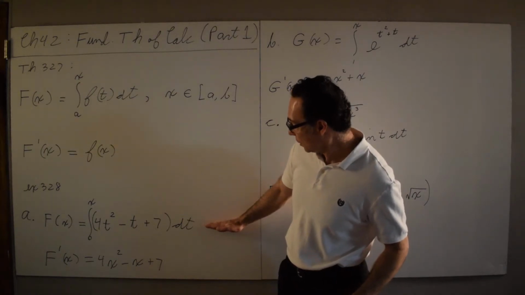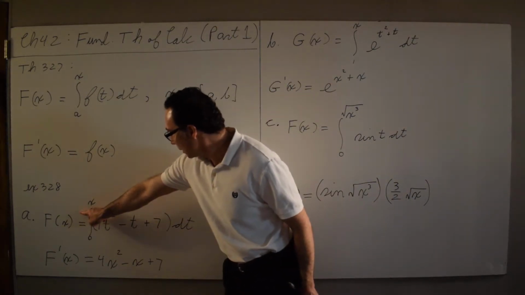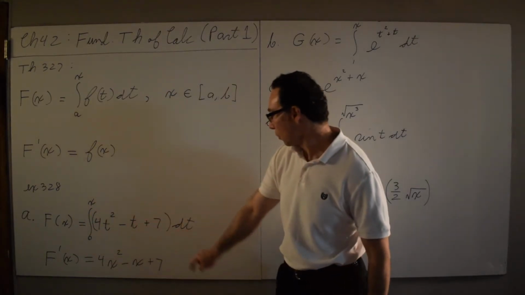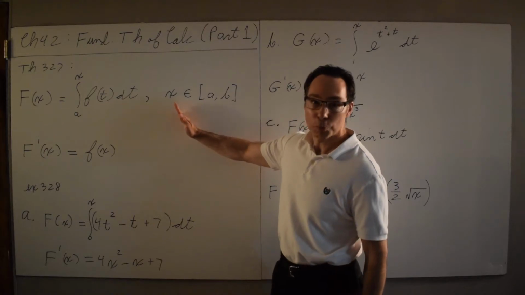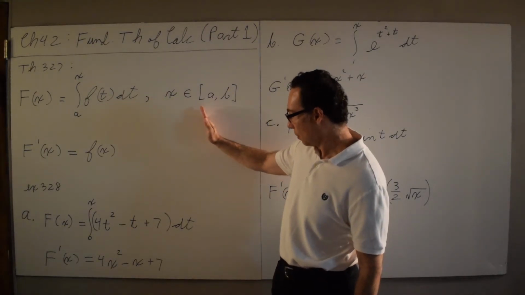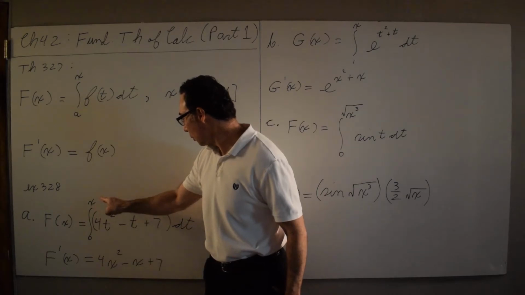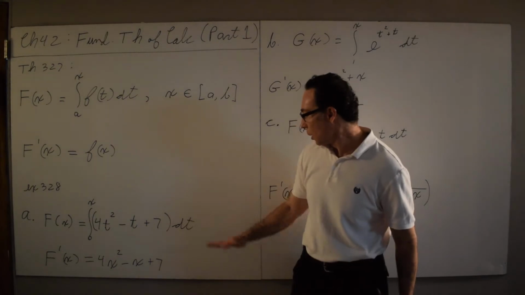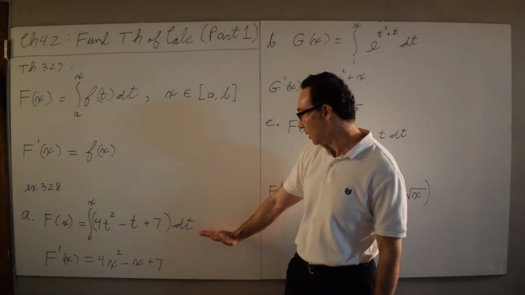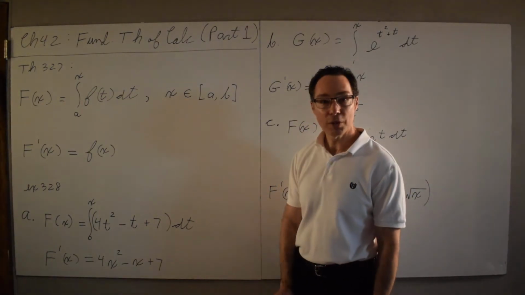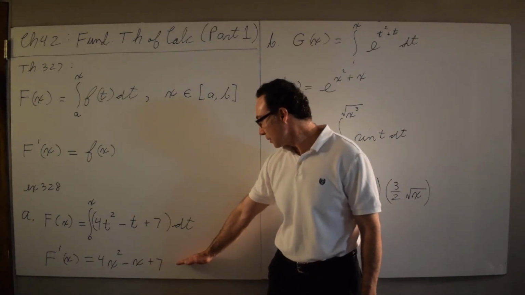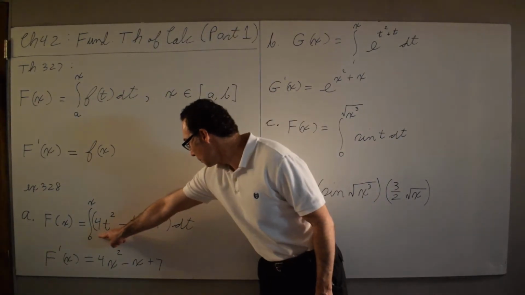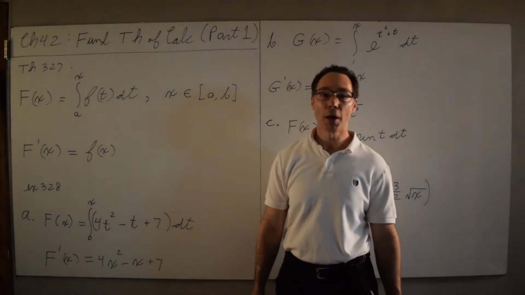For the first one, we simply define F of x as the integral from 0 to x of this polynomial. There's nothing special about the a in this theorem, so there's nothing special about our starting point. We've defined capital F of x to be the integral from 0 to x of 4t squared minus t plus 7 dt. The derivative of capital F of x is 4x squared minus x plus 7. We simply substitute x in for t in this expression right here.